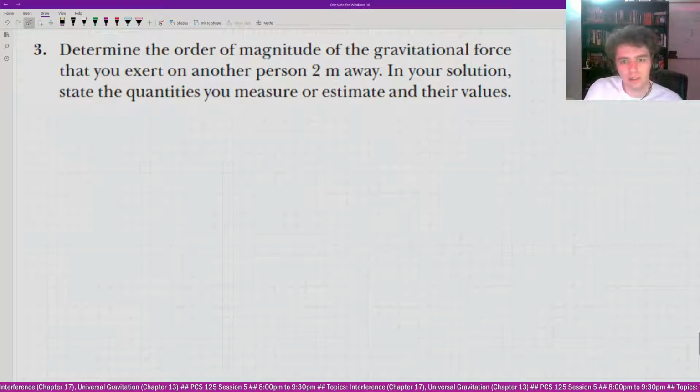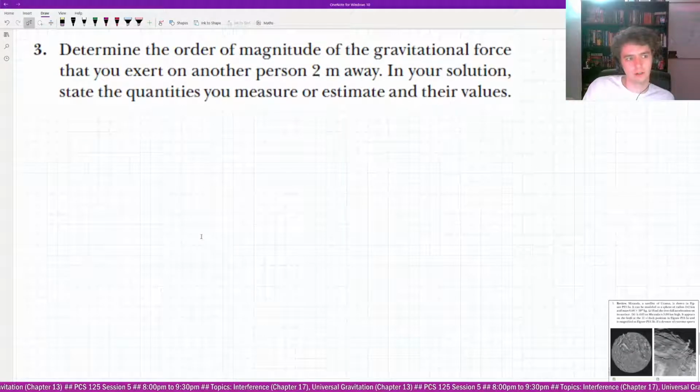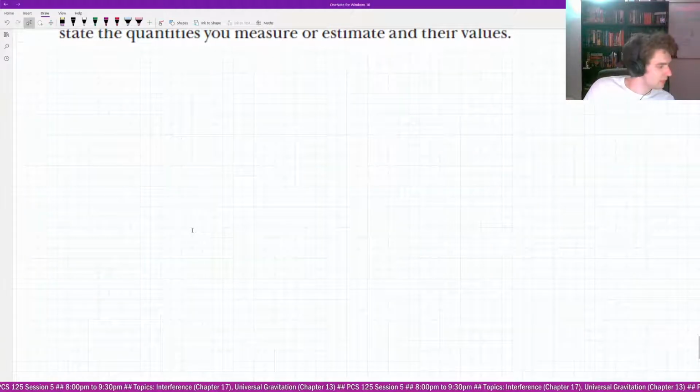What are we looking for? Gravitational force? It's the same formula as before. Oh, it is gravitational force. Okay, I don't think we have to do this. I agree. Let's move on to number 5.